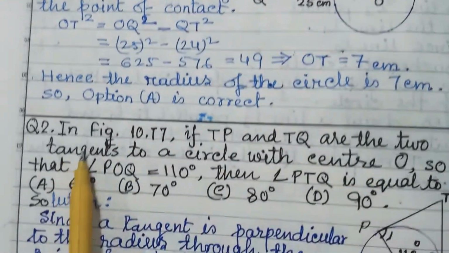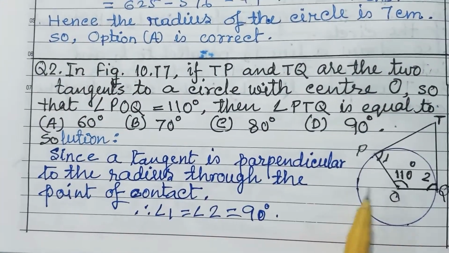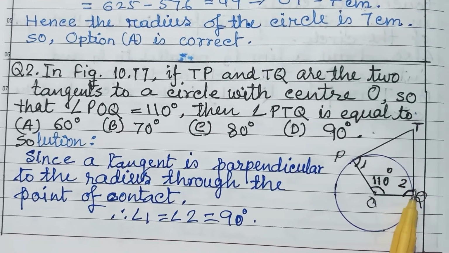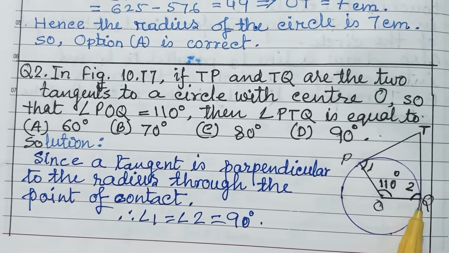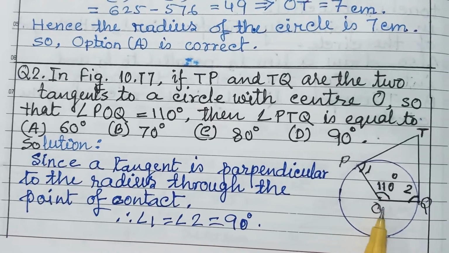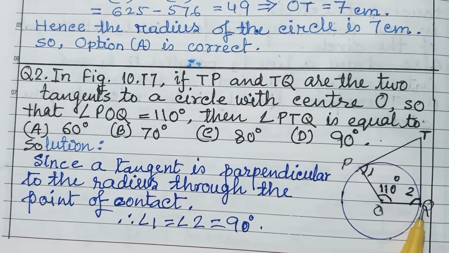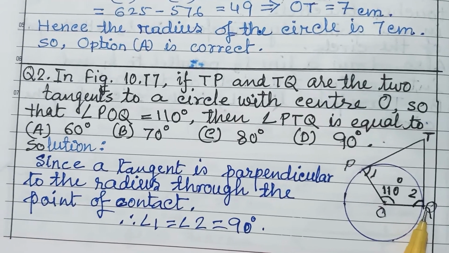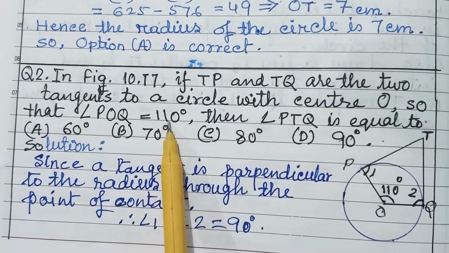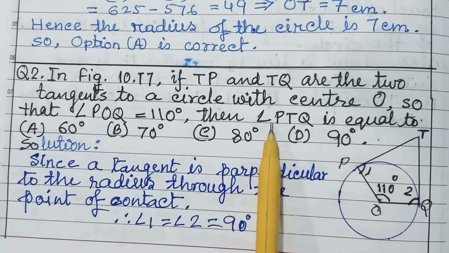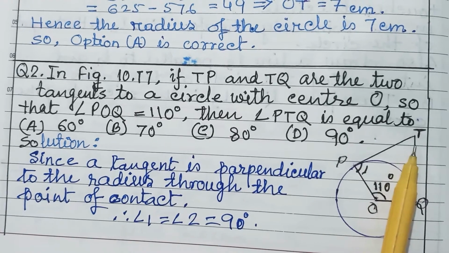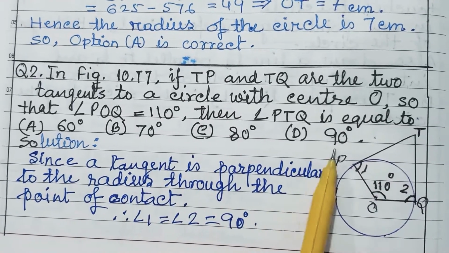Next question is, in the figure, if TP and TQ are two tangents to the circle with center O, so that angle POQ is 110 degree, then angle PTQ is equal to, four options are here.